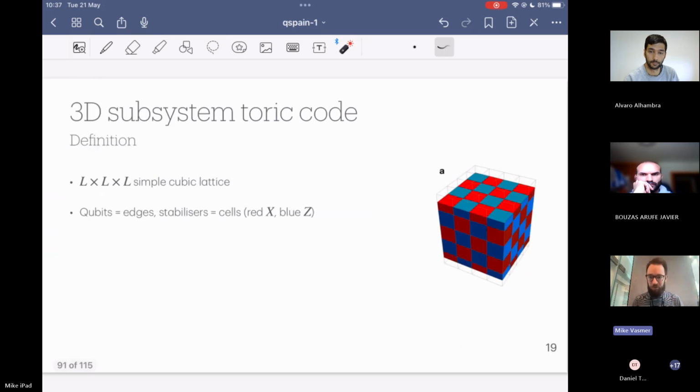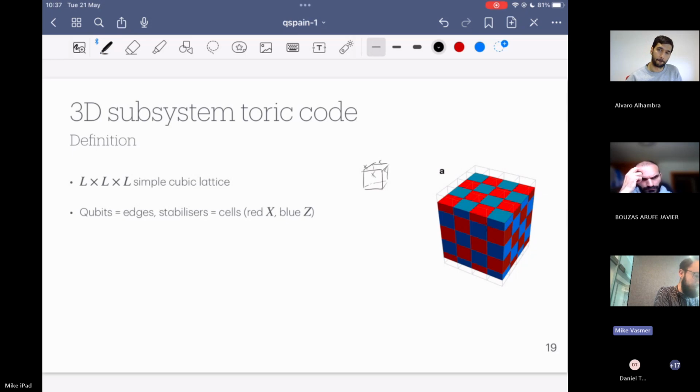And in this lattice, we associate our physical qubits with the edges of the lattice, and then the stabilizers of the code are associated to these cells. So I have a cell of a cubic lattice, and you can notice that one of these has 12 edges, and let's say this is the red one. So there'd be an operator that acts with X on all of the different edges of this cube, because these are where the qubits live. I won't draw them all, but you get the idea. And we have the X and the Z, the red and the blue, like the previous example.